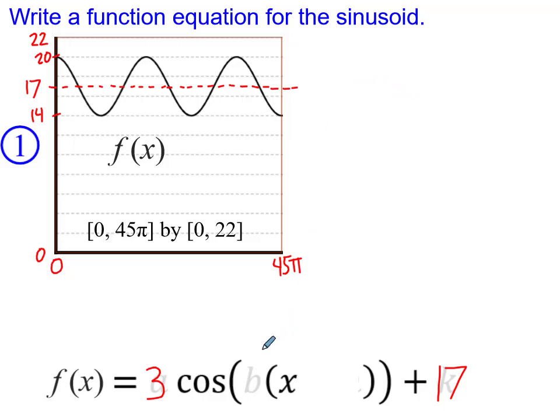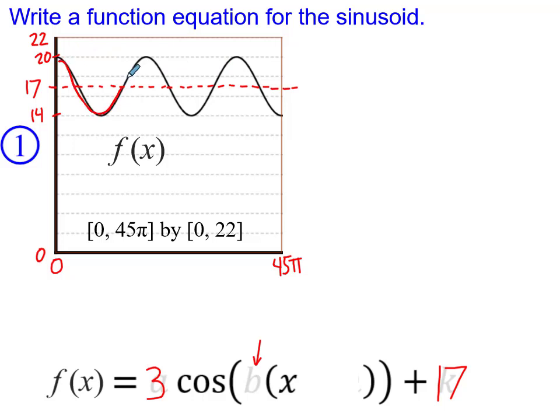And the last parameter we need to find, B, is the one that generally students have the most trouble with. Be sure you're aware that B is not the period, but it is related to the period of the function. We see several cycles, several periods of the sinusoid on the graph. Let's kind of count them out.